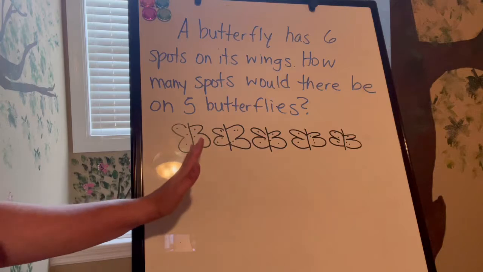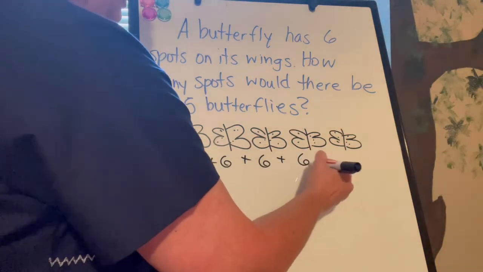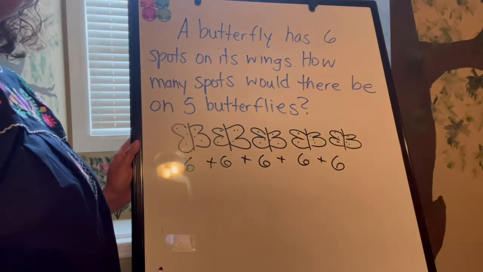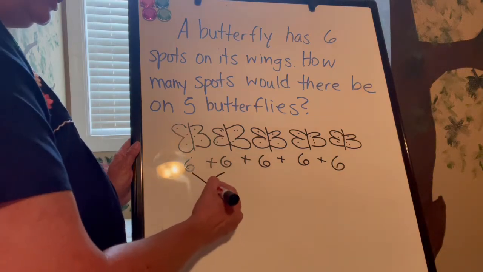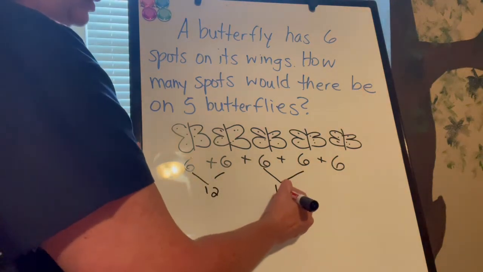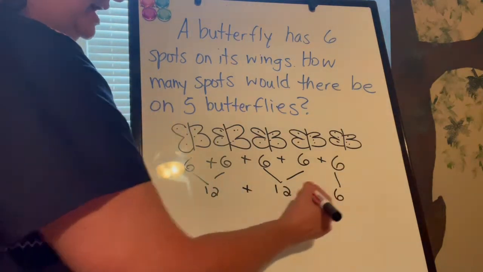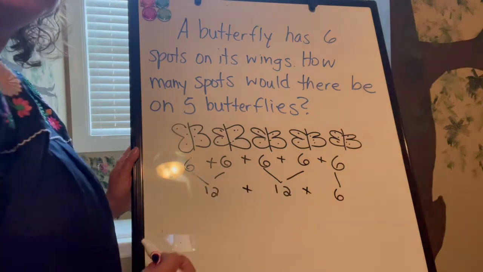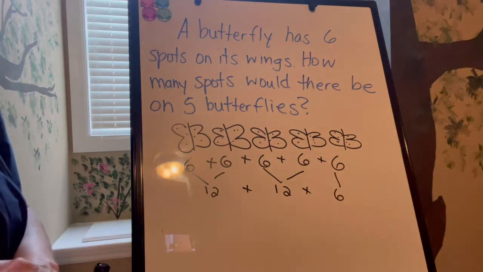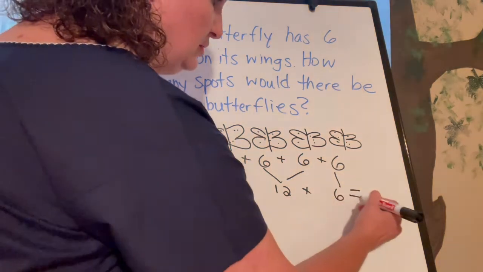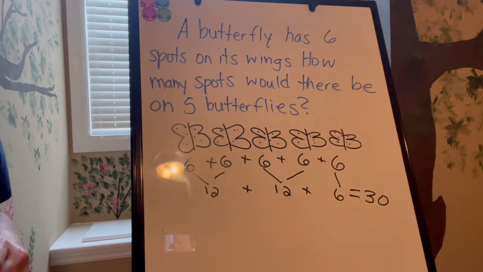I could say 6 plus 6 plus 6 plus 6 plus 6, right, for each butterfly. And then I could say that 6 plus 6 equals 12, and then bring down that 6. And then when I add those up, I could say that 12 plus 12 is what? 24. And 24 plus 6 is what? 30. Okay? So that's one way that I could do this problem. I could add them all up.